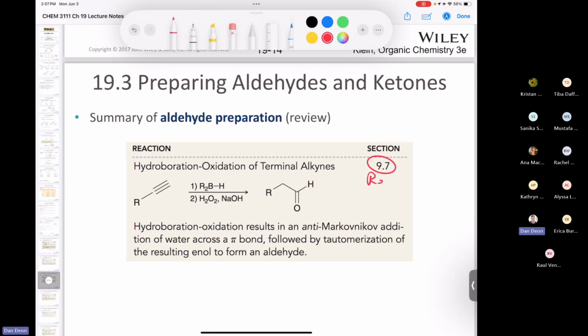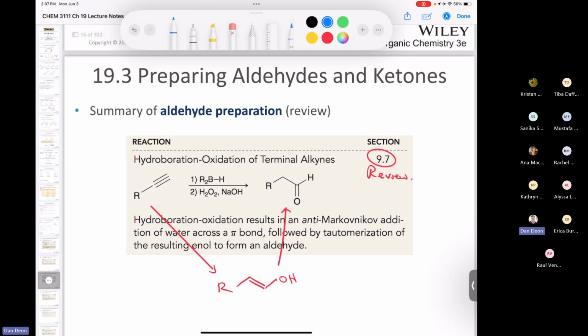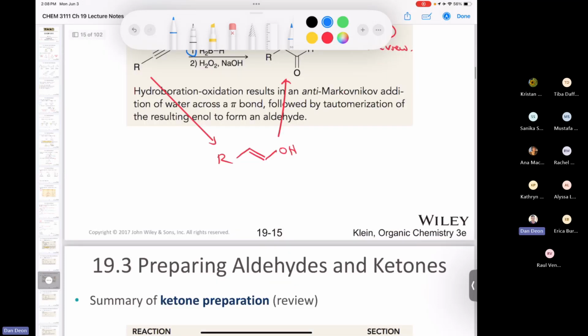Okay, so if you have to review this one, hydroboration oxidation on a terminal alkyne, remember that this reaction produces an enol, and the enol undergoes tautomerization to give you the aldehyde, like that. So remember when it says R2BH, this step here, this could also be 9-BBN. 9-BBN is totally fine for that.